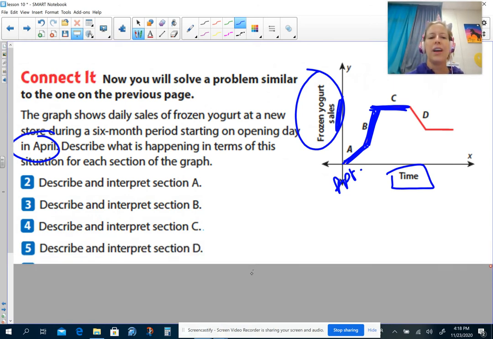Okay, so think about what's happening for D. What happened? Are we declining? Are we decreasing? We are decreasing. What does that mean? Our money is decreasing. So what would make our money decrease? April, May, June, July, August, September. So we know that the end of this is September. What happens in terms of August? We go back to school.